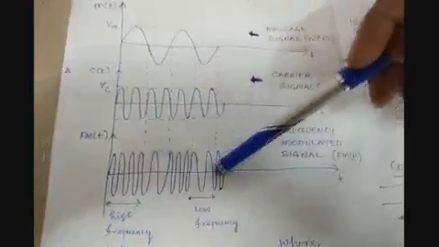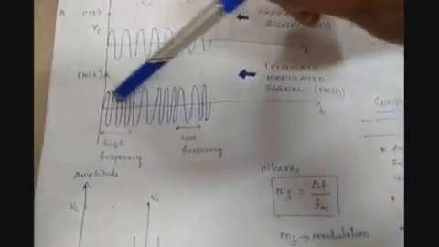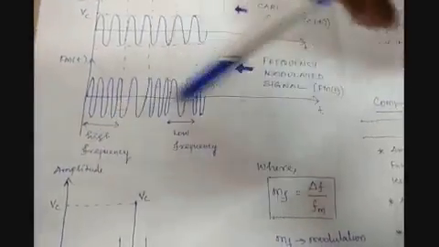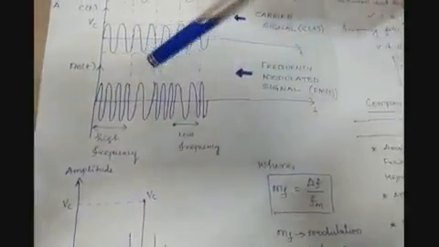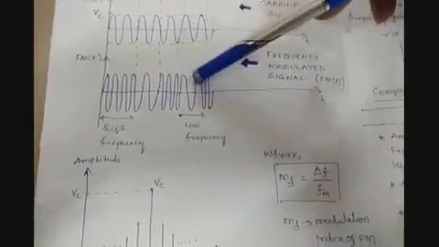But amplitude is same. See here, I have mentioned clearly the higher frequency area, this time interval, the frequencies are high, and in this time interval the frequencies are low. We can observe from this figure clearly that frequencies are varying with respect to the instantaneous values of the message signal.